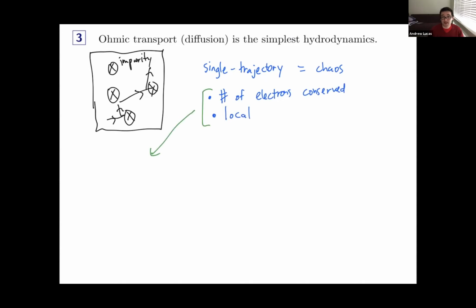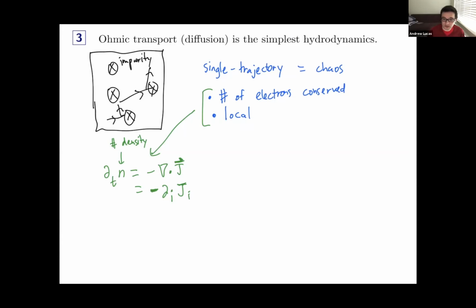Locality of this dynamics tells me that if I look at the rate of change of the number density of electrons in a given cell of space, that is going to be equal to minus the divergence of some electronic current. I'll often just use some index notation in this talk because once we start talking about viscosity, we'll have objects with lots of indices, and this is just a better notation. But this is just the continuity equation for charge.